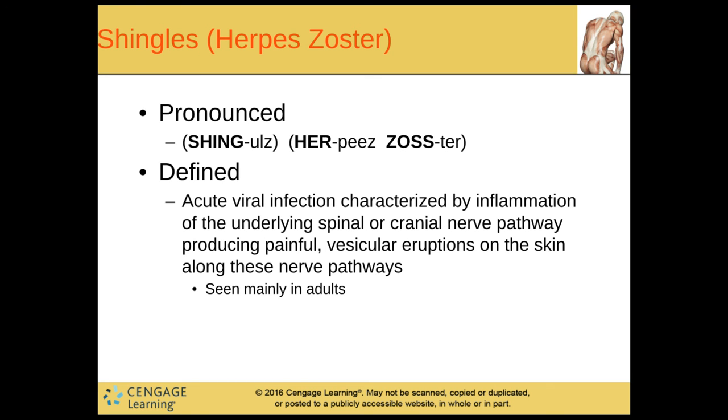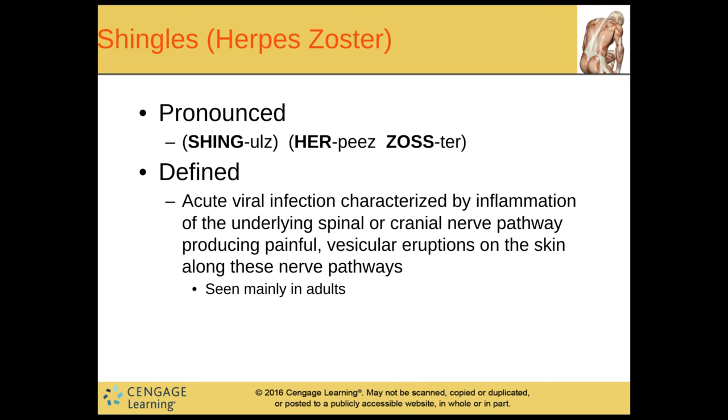And then we have shingles, which is herpes zoster. So this is an acute viral infection. It's characterized by inflammation of the underlying spinal and cranial nerve pathway. And it produces painful little vesicular eruptions on the skin along that nerve pathway. It's seen mainly in adults.